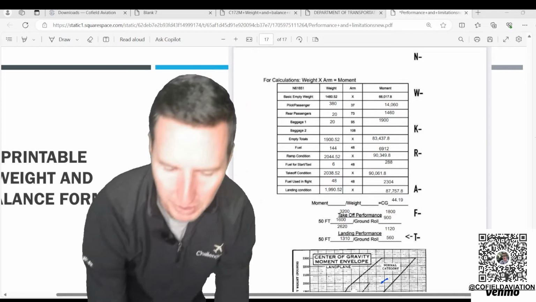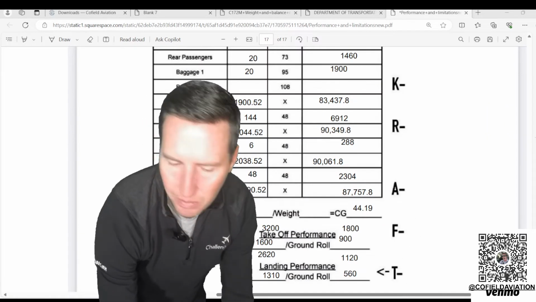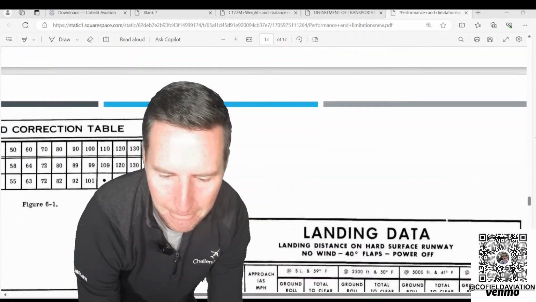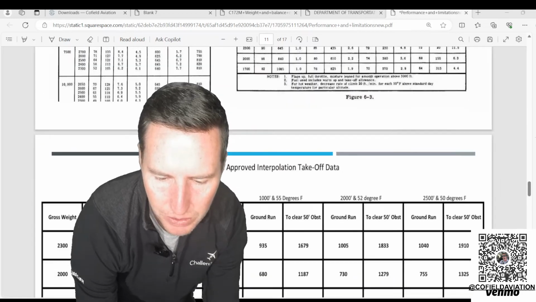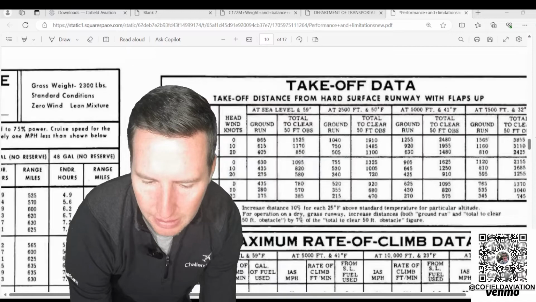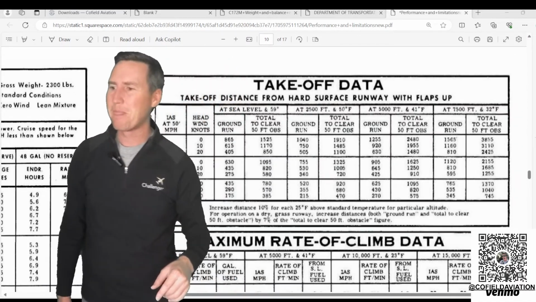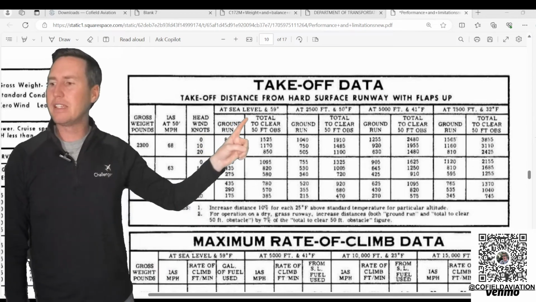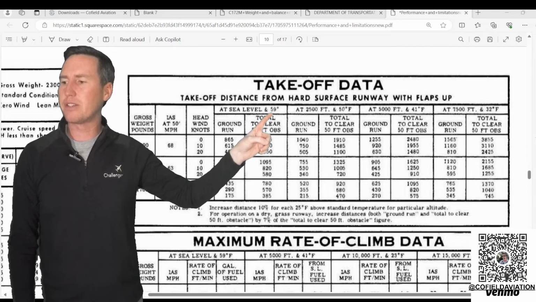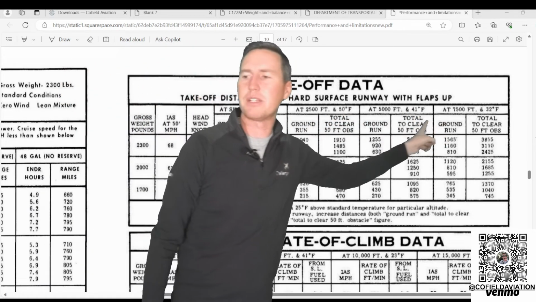Okay, when we look at the takeoff performance, I want to show you a little trick on this chart. So I want to go right here to the normal chart, and then we'll go to the interpolation chart. All right, so if you look, you see how this is standard: pressure altitude and standard temperature, repeated down the chart.